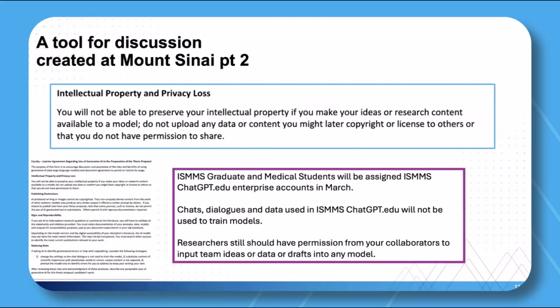One of the things that is discussed in this document is intellectual property and privacy laws. Essentially, it's not a good idea to upload original works that you may copyright later on into ChatGPT because it is constantly using what people put into it to further train the model. So it's going to be difficult for students to be able to preserve their work.